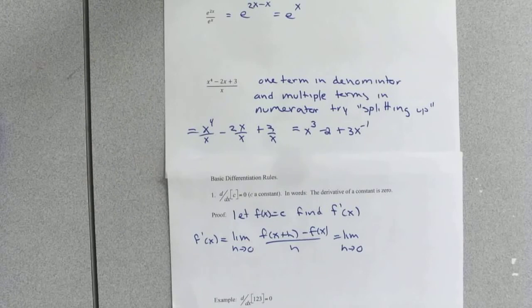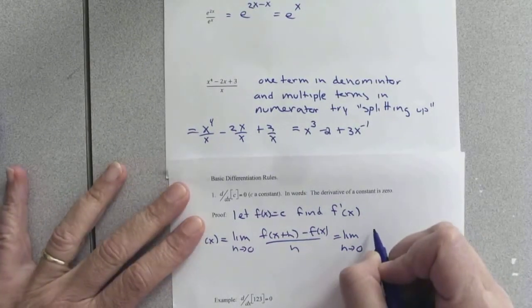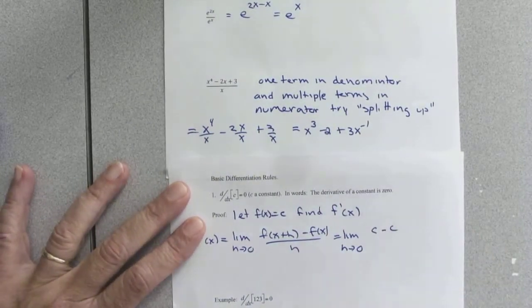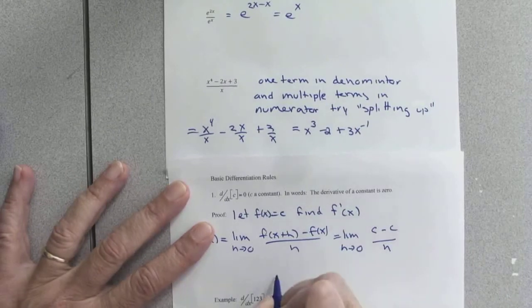We have the function f of x equals c. What that is saying is f of anything is c. f of 2, f of 12, f of 19, f of negative 3.21796 is c. f of everything is c. That's the way a constant function works. It stays constantly whatever the value is, in this case c. So f of x plus h is c, f of x is c, all over h.